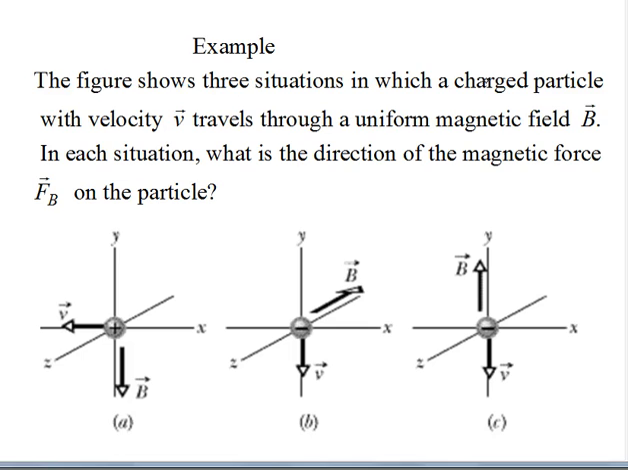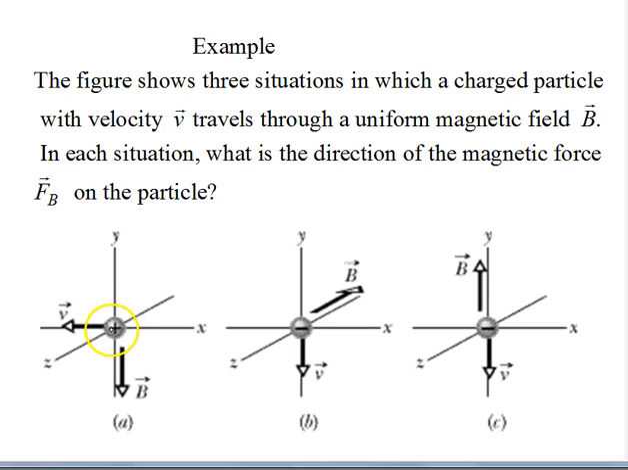So if we look at this example, here we have three situations in which a charged particle has the same velocity, but it's traveling through a magnetic field, B. So we have our direction of magnetic field and the direction of velocity on a three-dimensional Cartesian coordinate system. So we want to know what's the direction of the force on the particle. So my favorite method is to use the right-hand curl.